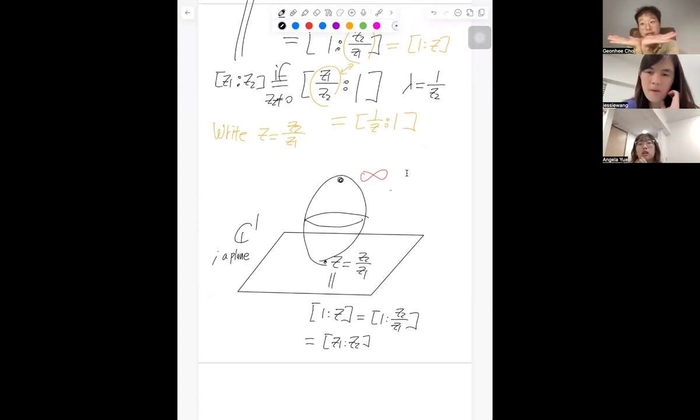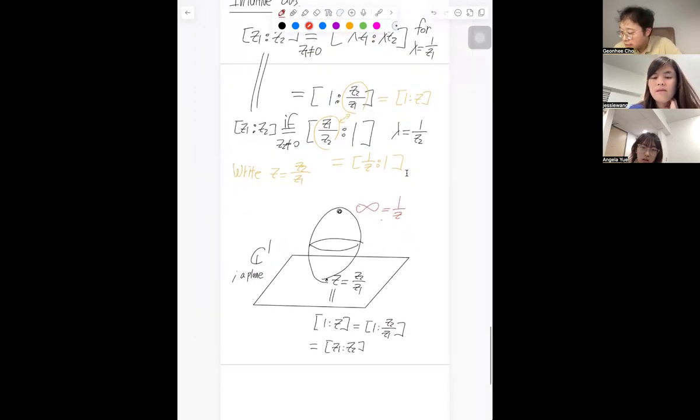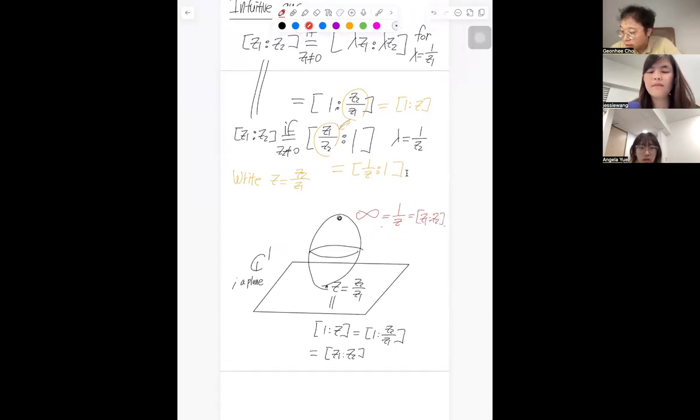You start from the plane, and each point can be represented by z, and then you just attach the point of the infinity. Then what is this point? This point is 1 over z. So there's no such point on the plane. And this is still represented by z1 versus z2, because you know they are inverse to each other, right?